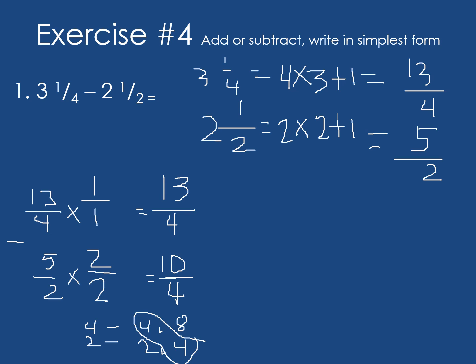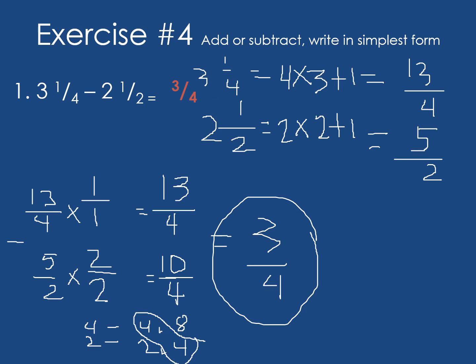Okay, we have already similar fractions because the denominators are 4 and 4. Then you just simply subtract the numerators. 13 minus 10 is equals to 3 fourths. Oh, very good. You cannot simplify anymore because 3 fourths is in simplest form. Okay, let's look at the right answer. Very good. Okay, do you understand, children?